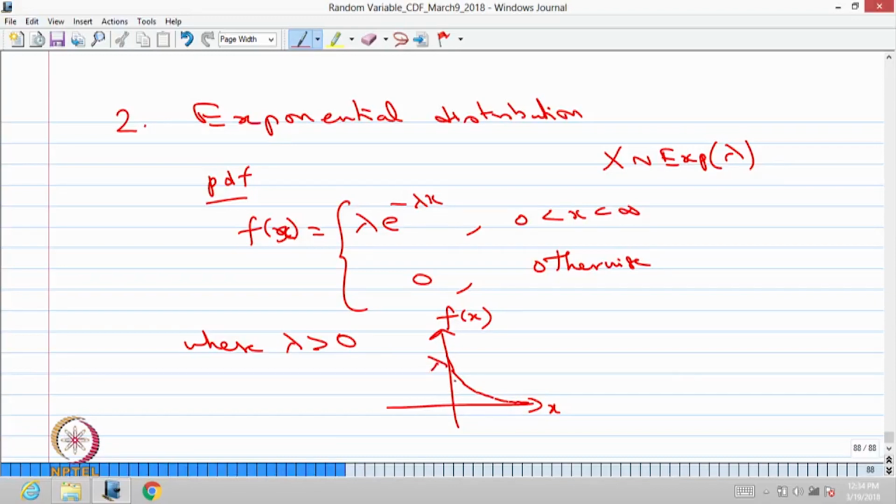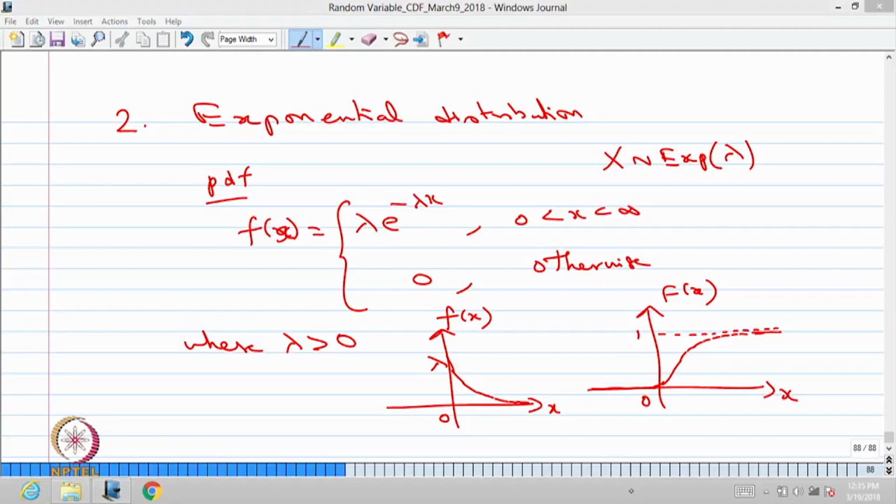Since this is a probability density function, the area below this curve from 0 to infinity is going to be 1. When lambda is greater than 0, the probability density function touches 0 asymptotically at infinity, and the area below that curve between the interval 0 to infinity is 1. And the CDF is 0 till 0, and keeps increasing, and it becomes asymptotic, touching 1 at infinity.